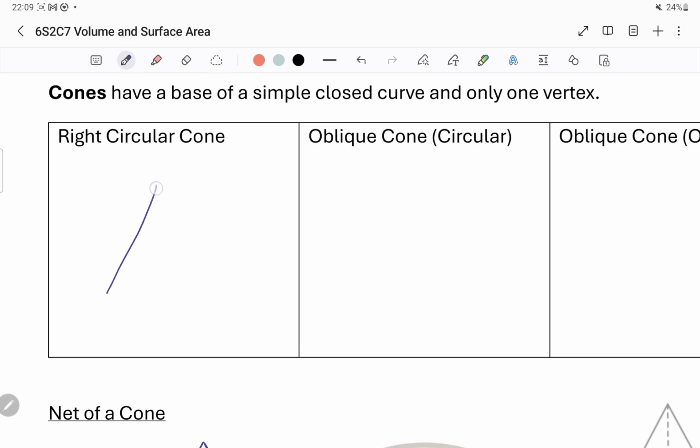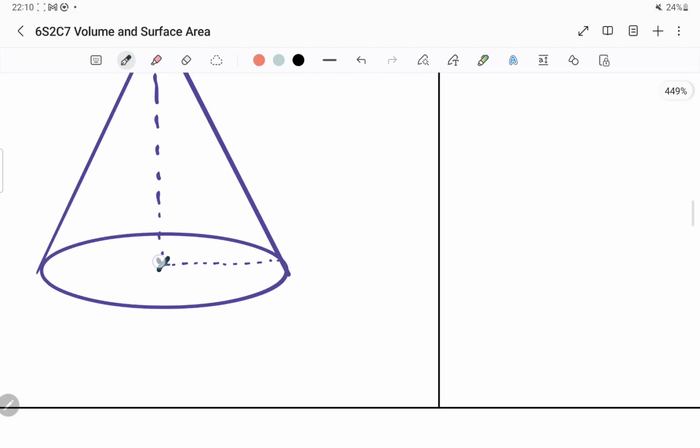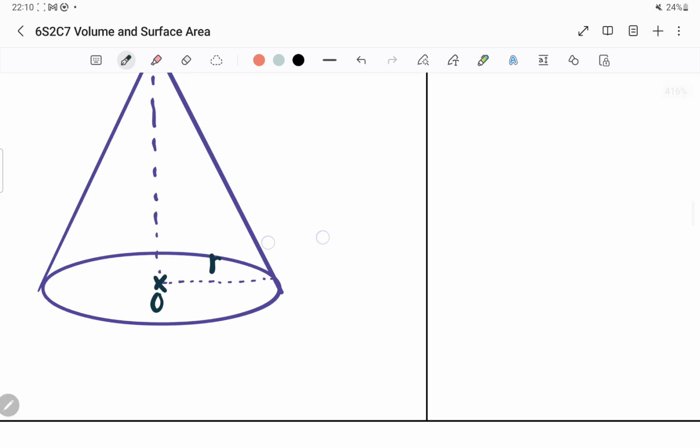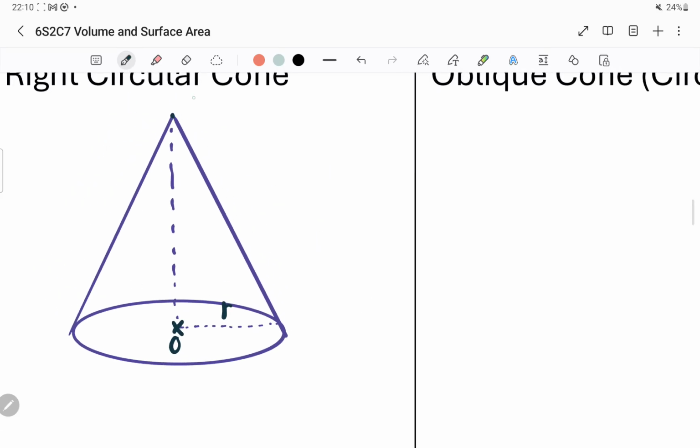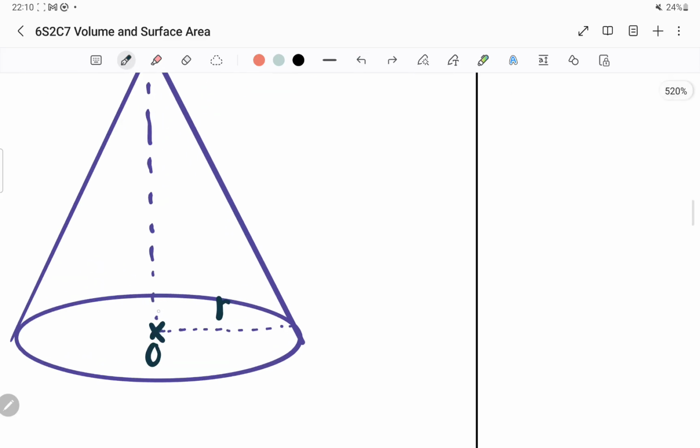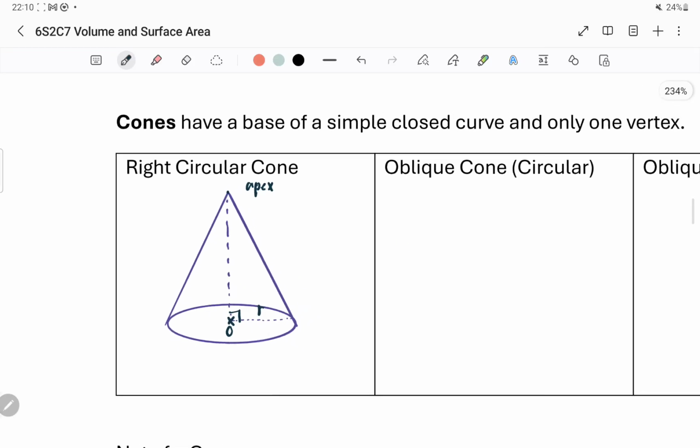So for a circular cone, your apex is directly above the center of the circular base of the cone. So this means this is your radius. If you see that from the center of the circle over here, this is O, then this is R. The O is the center of the circle. So when the apex is directly above the center of the circle, we call it the right circular cone.